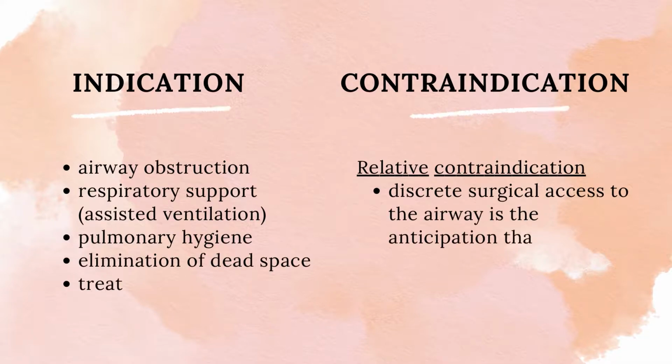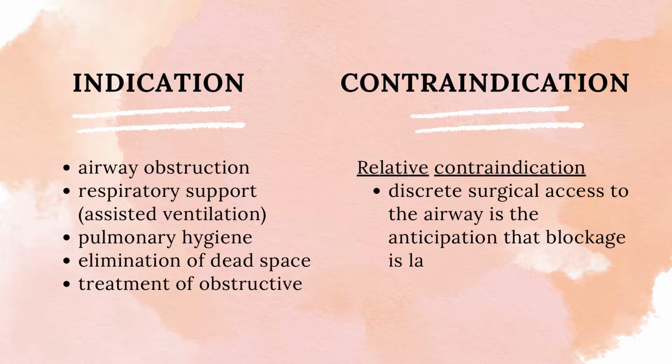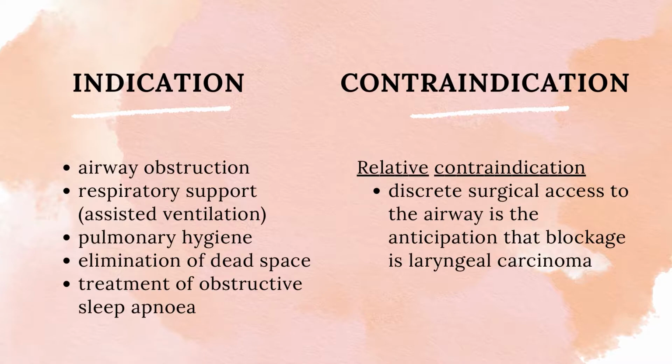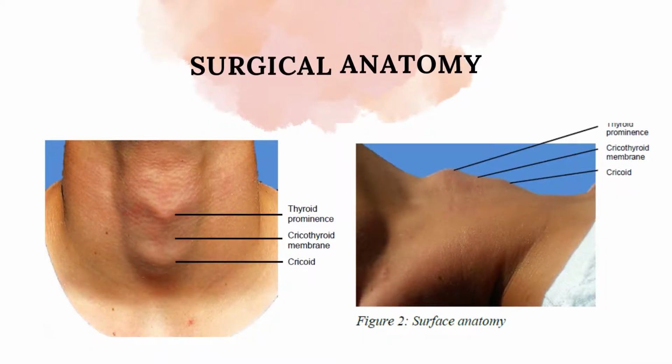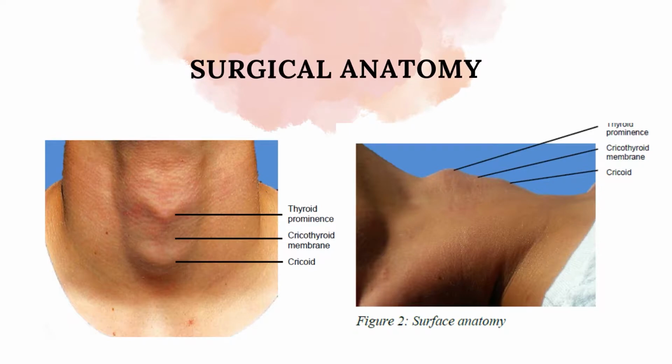Its relative contraindication is when a discrete surgical access to the airway is needed, or the anticipation that the blockage is laryngeal carcinoma. These are the following anatomical landmarks for tracheostomy. Thyroid notch, a palpable landmark to identify the superior aspect of the larynx in the midline. Cricothyroid membrane, a palpable depression between cricoid and thyroid cartilages. This is the location for an emergent cricothyrotomy. Cricoid cartilage, a palpable landmark to identify the junction of the larynx and trachea.